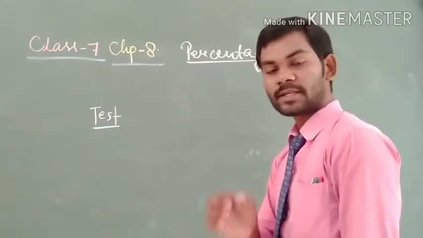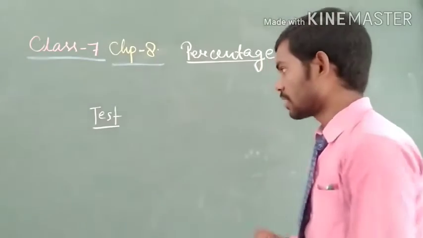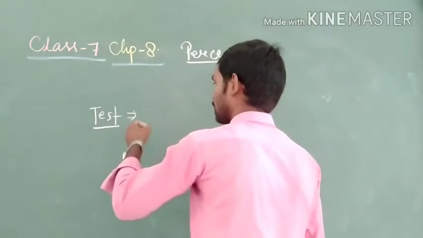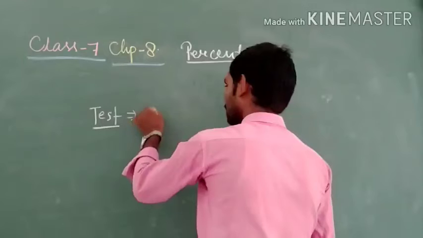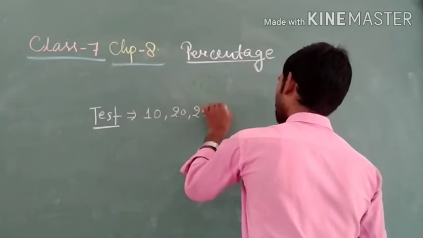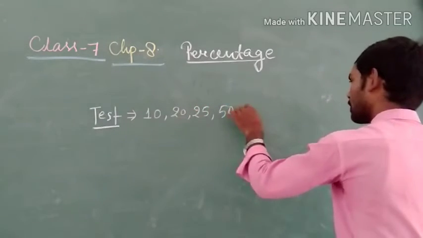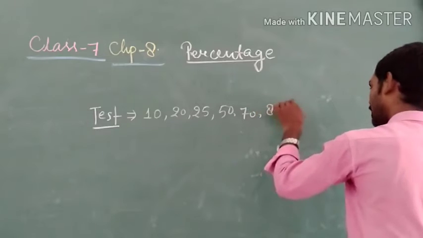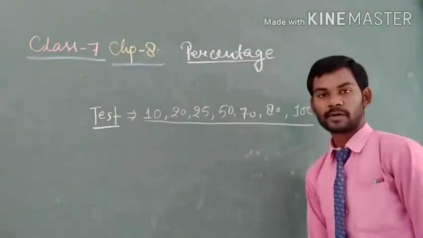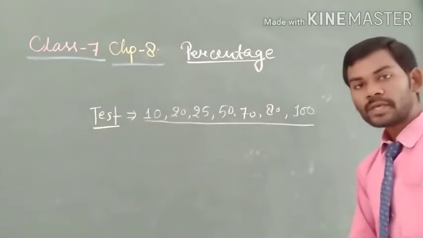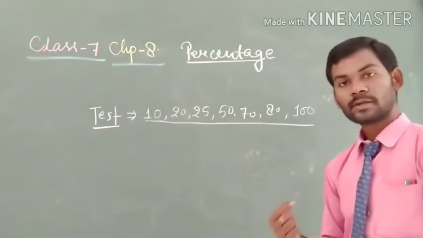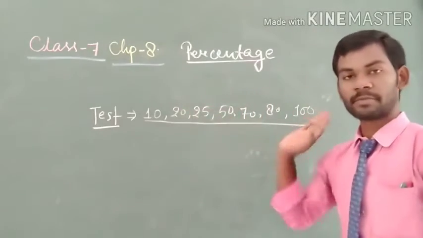When we give a class test in the school, then the maximum marks of the test are sometimes 10 marks, 20 marks, 25 marks, 50 marks, 70 marks, 80 marks, and 100 marks. These are the maximum marks of our test, and we score marks out of these maximum marks.